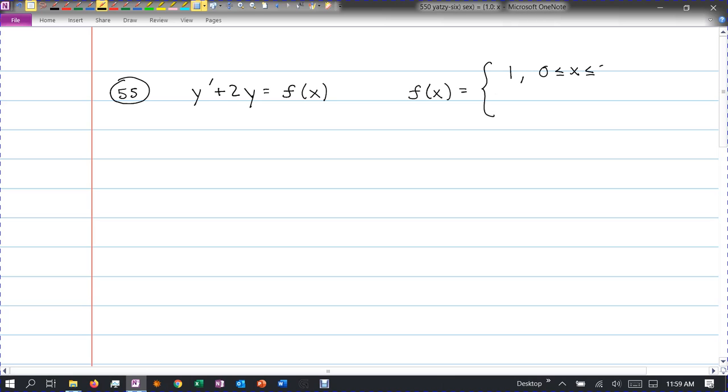Okay, we're going to be working number 55, and things are a little different here for these last 4 problems. What we're given is that y prime plus 2y equals some function of x. And then we're told that the function of x is a piecewise function. In this particular example, it's 1 whenever x is between 0 and 3, including both 0 and 3. And it's 0 if x is bigger than 3.